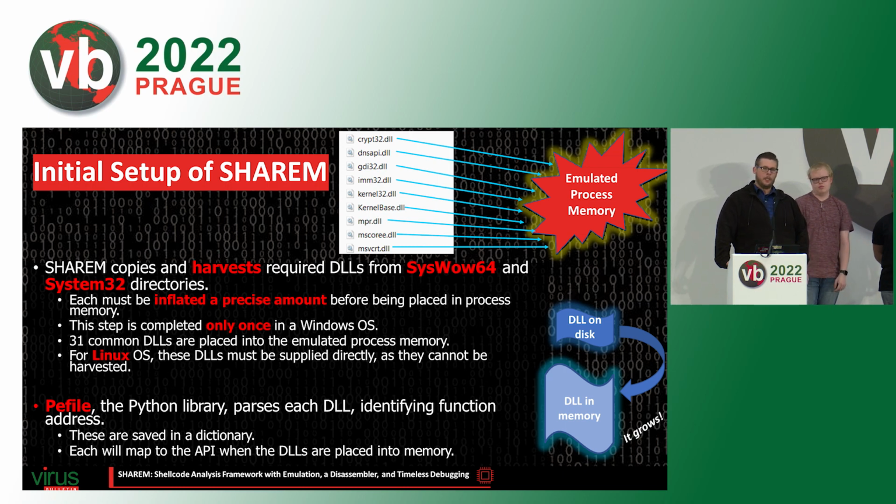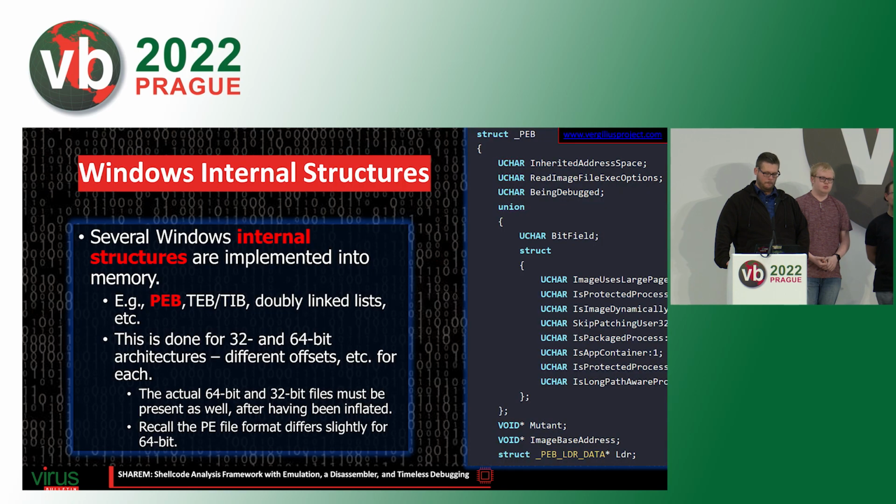If you're a Linux user, then you'll need to place these DLLs in there directly. We'll provide a link to that in the future. The reason for that is obviously we can't harvest Windows DLLs from Linux. So the PE file Python library will go through, analyze the DLL, enumerate the runtime addresses, match them to the API, and then we can use that subsequently.